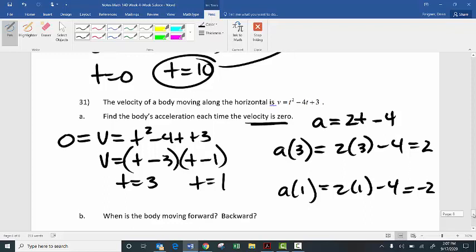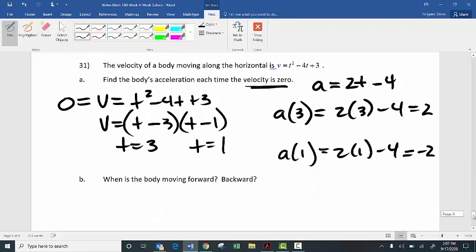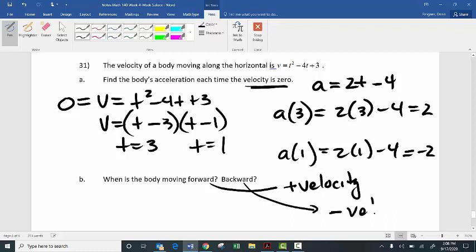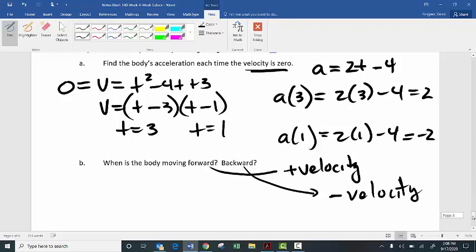So it says, when is the body moving forwards and backwards? The way you can tell is velocity. If it's moving forwards, that is a positive velocity. If it's moving backwards, that means it has a negative velocity. So what we did up above is we figured out at what times the velocity is 0.